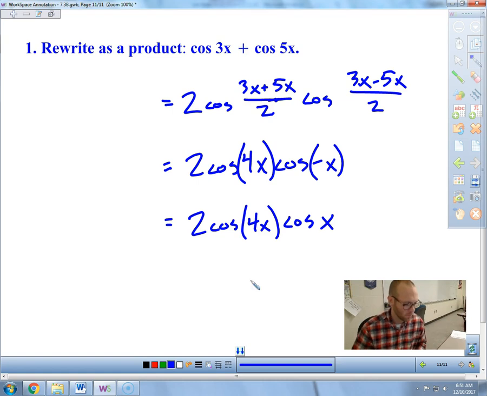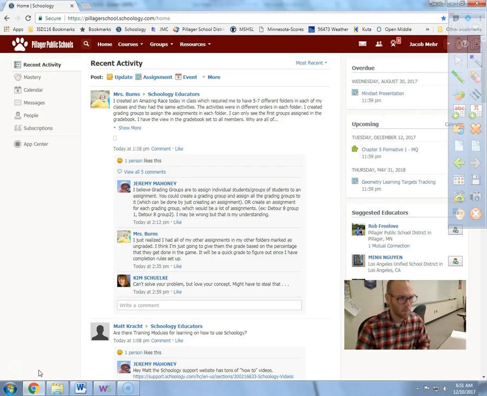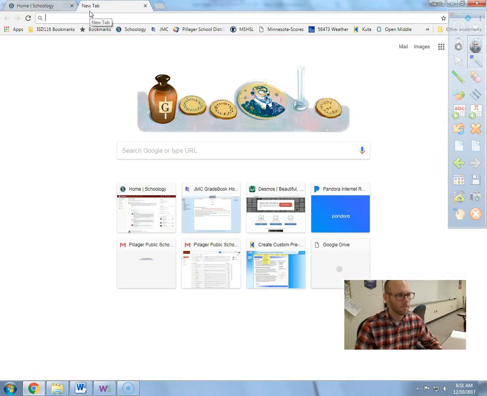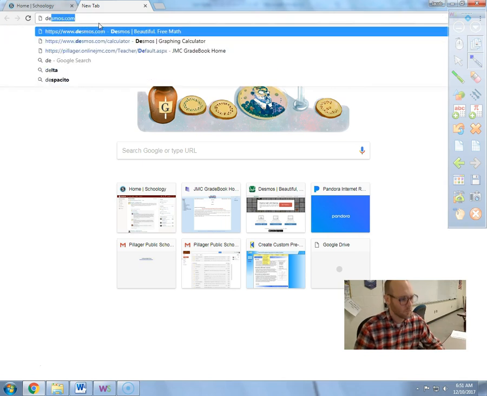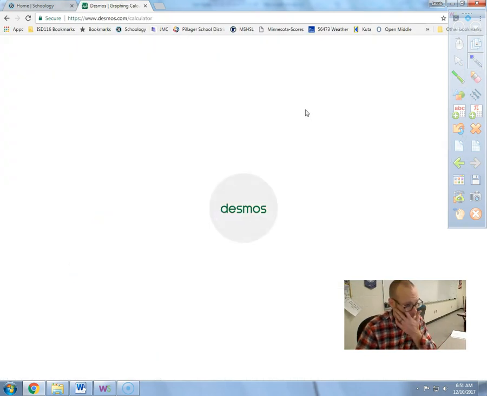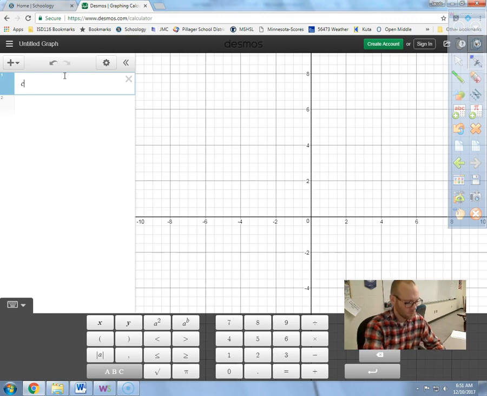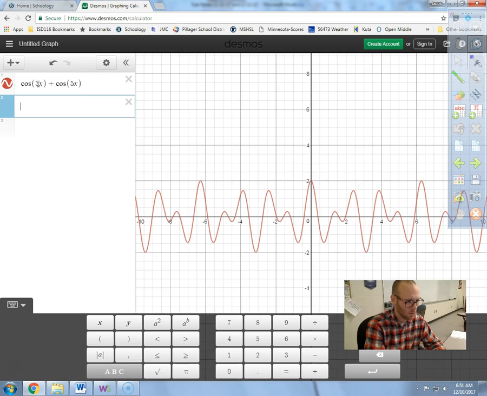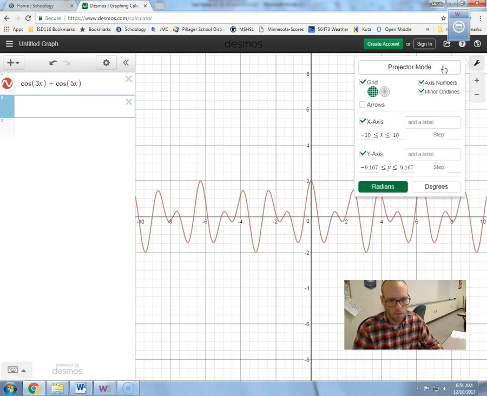You know what? We haven't done this yet. Might as well do it at least once. Let's graph this. Let's just see that everything matches up. Okay, we had the cosine of 3x plus the cosine of 5x. And we get this pretty graph here.